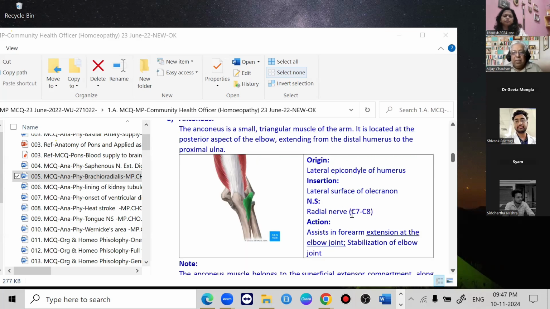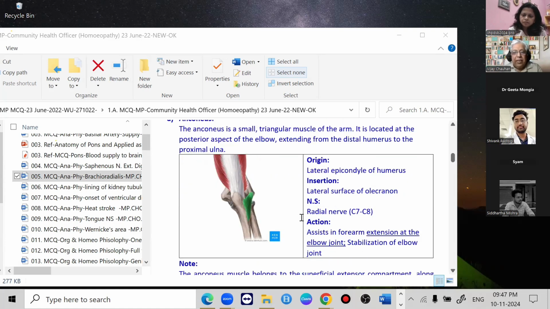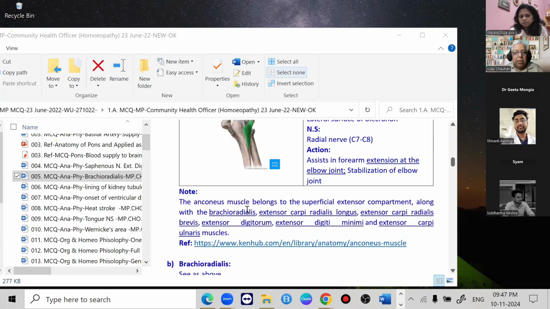It is radial nerve C7 and C8. Probably it has a very big distribution. C5 and C6 was supplying here. C7 and C8 is supplying here. Assists in forearm extension at the elbow joint, and it also stabilizes the joint. The anconeus muscle belongs to the superficial extensor compartment, along with brachioradialis, extensor carpi radialis longus, extensor carpi radialis brevis, and extensor digitorum, extensor digiti minimi, and extensor carpi ulnaris muscle.